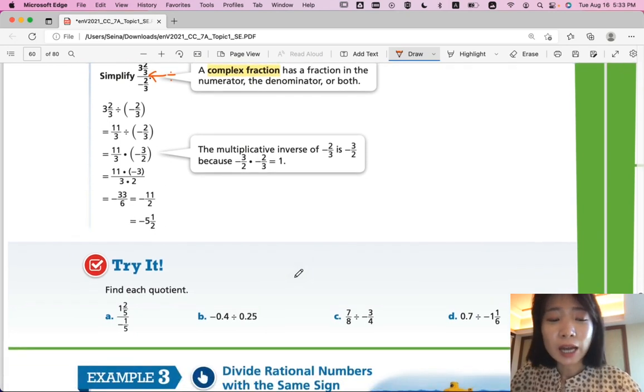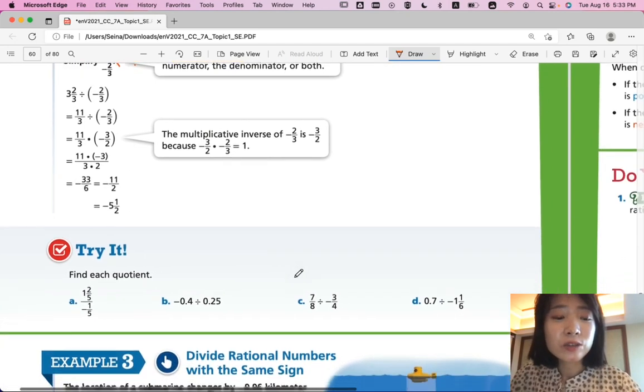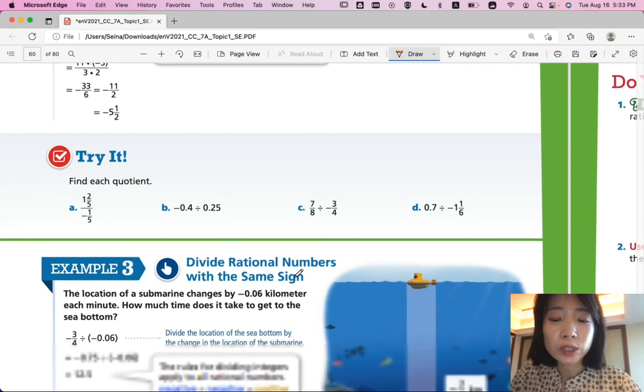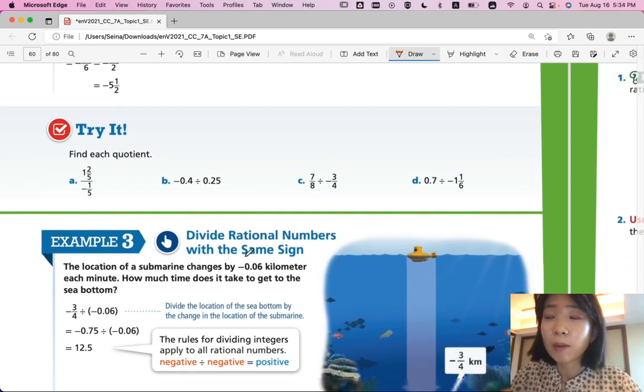So now it's your turn again. Let's look at this triad and find each quotient. See if you can solve this by yourself. Come back when you're ready for answers.